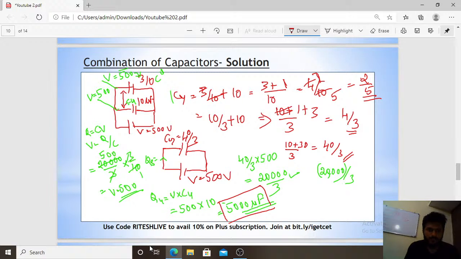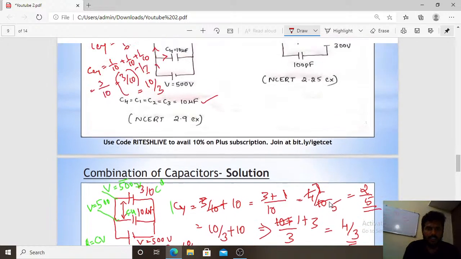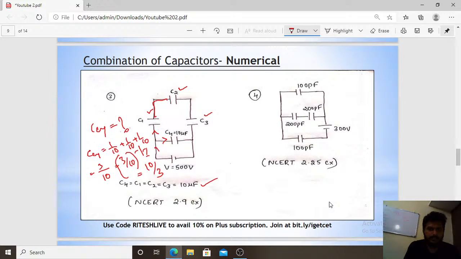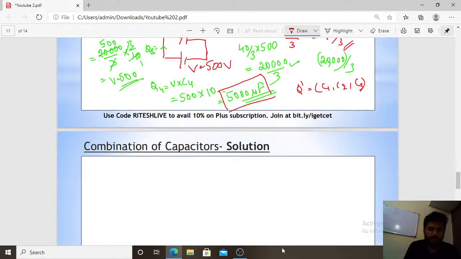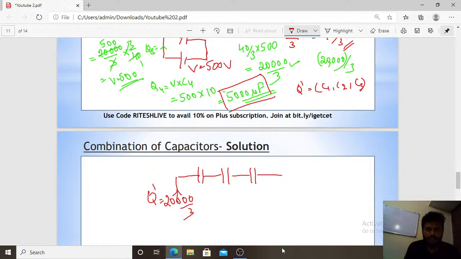5000 microfarad. But what is here is Q dash, correct? It is the combination of C1, C2, C3. But was that combination parallel or series? That was in series, correct? So I can tell the value of Q over series resistance is the same. So what was the Q value? That is 20,000 divided by 3. So this C dash is nothing but C1, C2, C3. So I can directly write Q1 is equal to 20,000 divided by 3 microcoulombs, and even Q2 is also the same, and even Q3 is also the same. So this is the value.